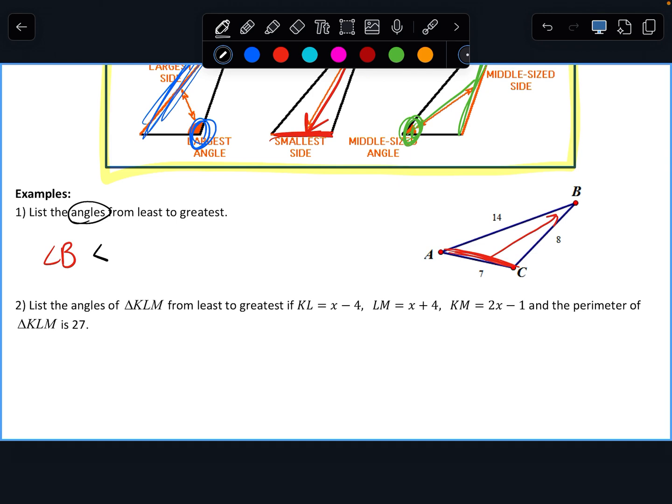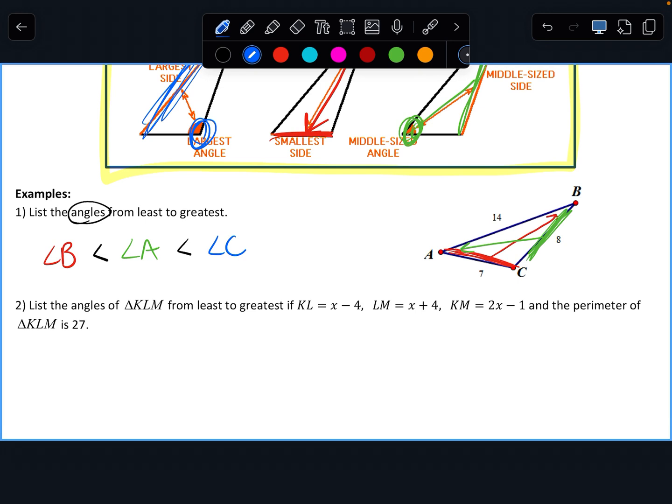So it's going to be like angle B is the smallest. Then I go to the next smallest, the medium-sized side is 8. So angle A is the next one. And then my final one would be the one that's left, angle C. So that's how you would write it out, with the less than signs. It always goes least to greatest for the inequalities, like less than, okay?